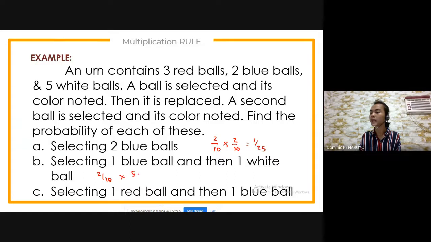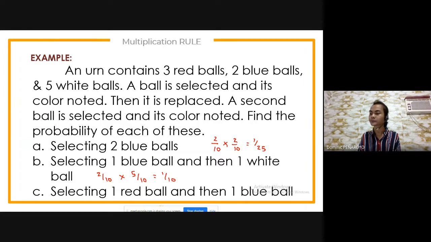Okay? So we just multiply since we have here the conjunction "and." So, we will use the multiplication rule. So, 2 over 10 times 5 over 10. So, the answer here is 1 over 10.